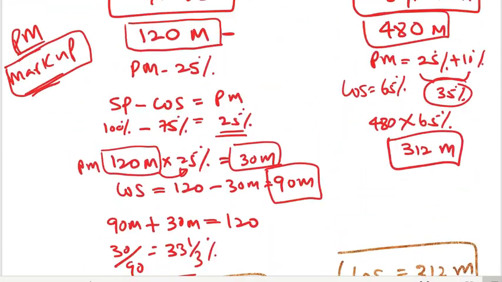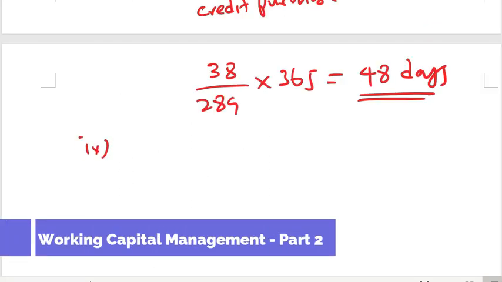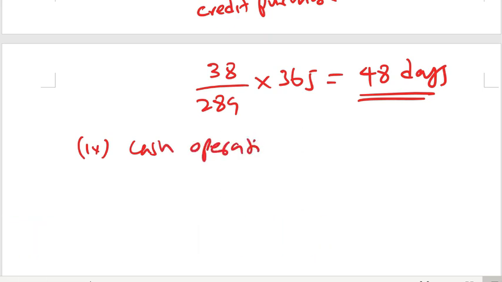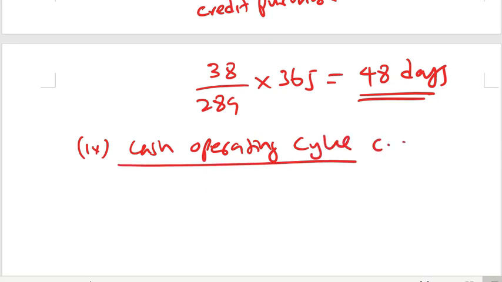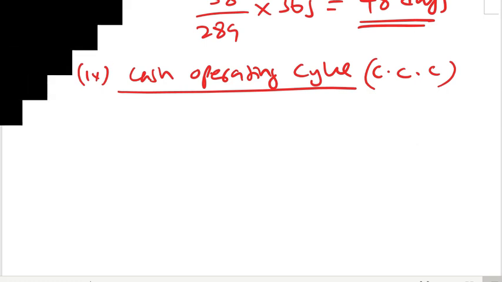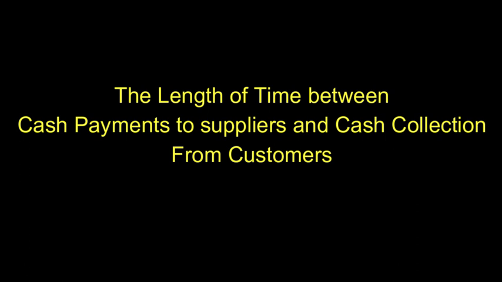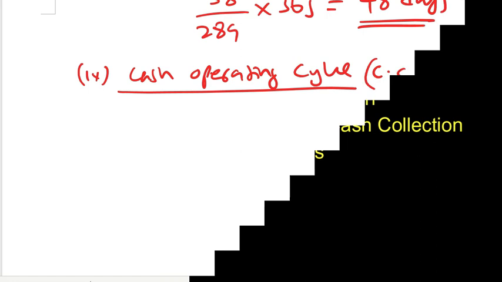Now, what is the fourth part? Cash operating cycle. Fourth part is cash operating cycle or cash conversion cycle. We can call it cash conversion cycle. What does cash operating cycle mean? Cash operating cycle means it is the length of time between cash purchases and cash collection from the customers.